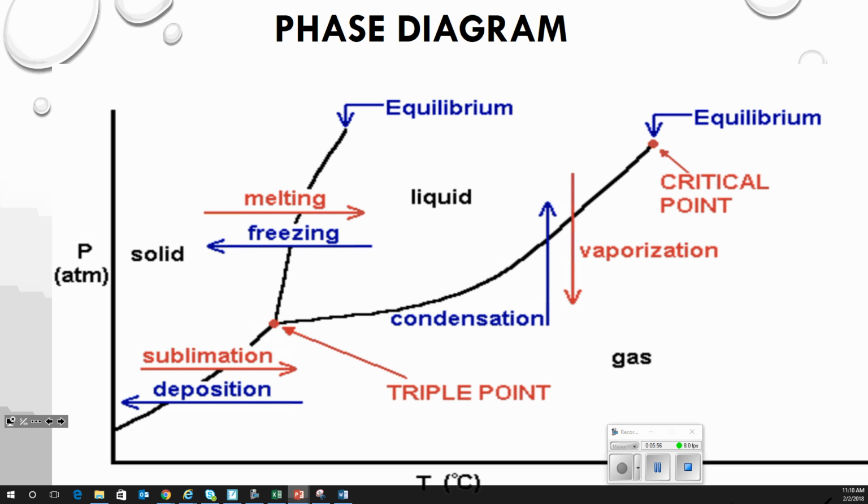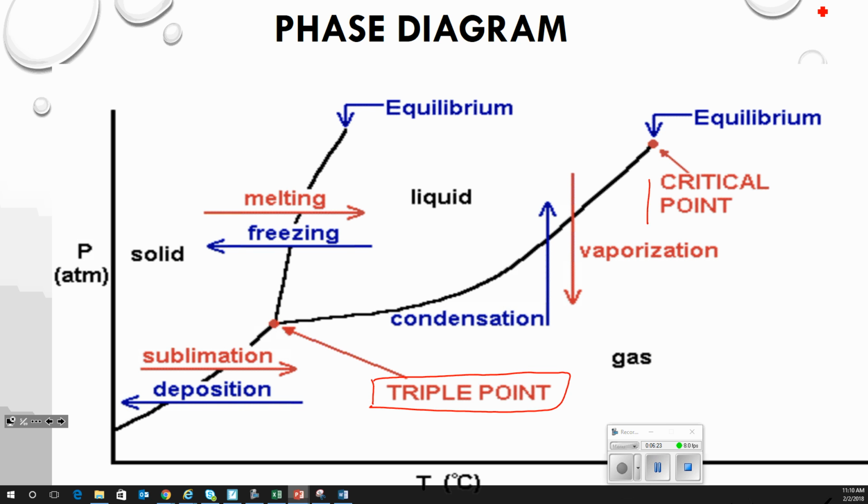A couple other points that we need to know on here are our triple point. The triple point is where all parts of the Y connect, and that is when I can actually boil ice water and get a vapor coming off, which is sort of cool, but it only happens at a specific pressure and a specific temperature. So that was the triple point right here.